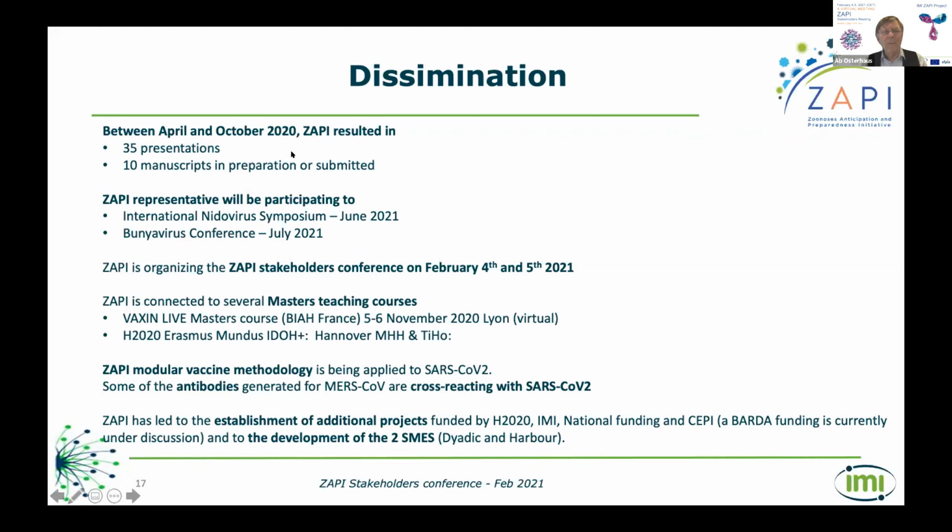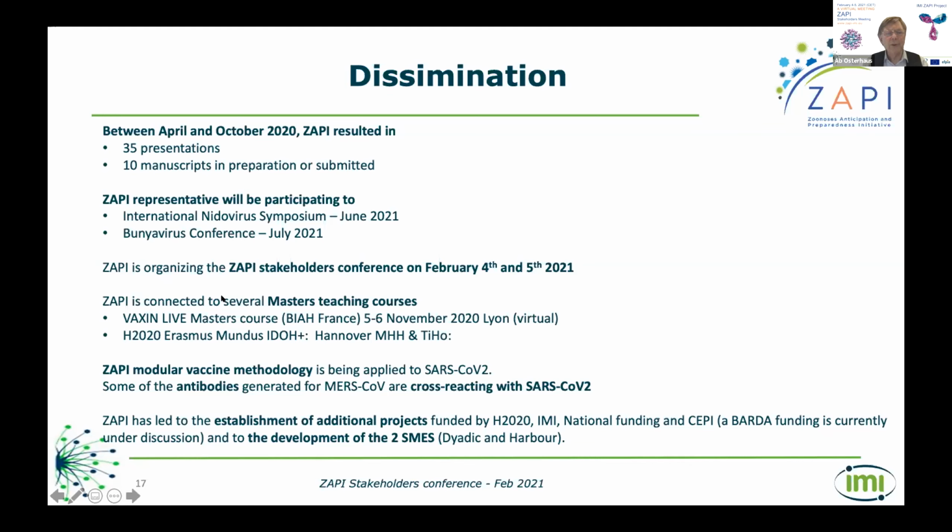Well, dissemination. I went through everything that has been published and presented, and to be honest, it was too much to really file all. It is in all the paperwork. But if you look here between April and October last year, ZAPI resulted in more than 35 presentations, more than 10 manuscripts. And you see here, there is representation at different meetings, the nidovirus meeting, the Bunya virus conference, the One Health conference. So a lot has been done. And of course, we are talking now during the ZAPI stakeholders conference.